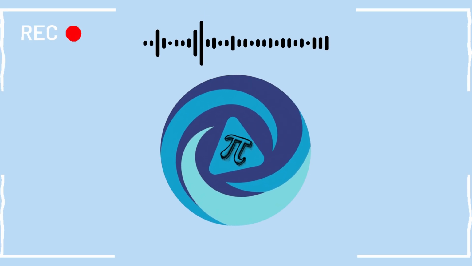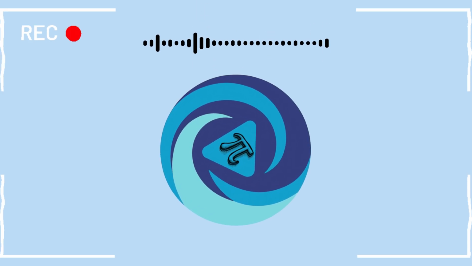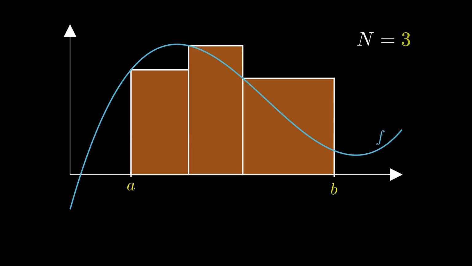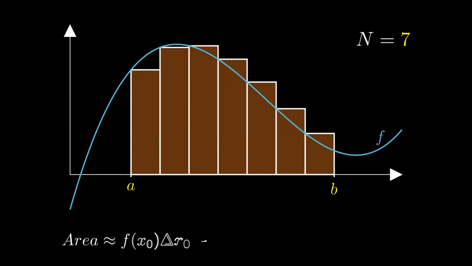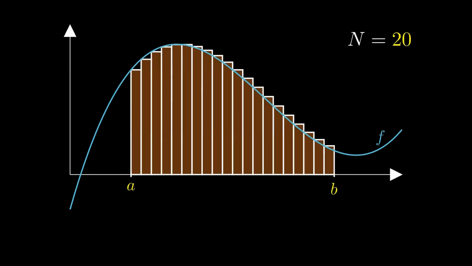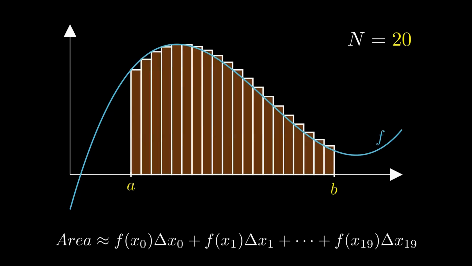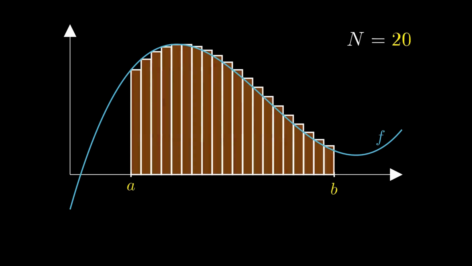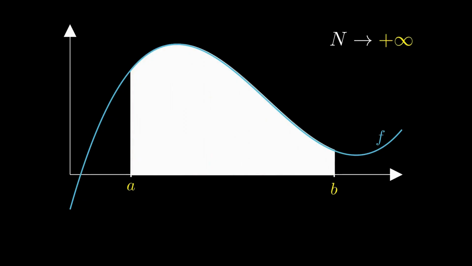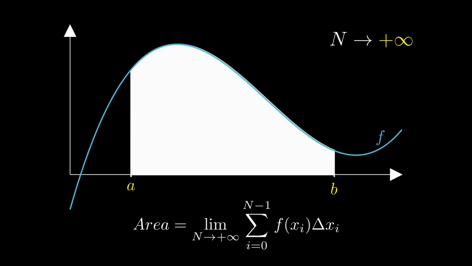But wait, this approximation is still quite rough. Let's see what happens when we add more points. In other words, when we make the partition finer. We notice that the more points we add, the closer our approximation gets to the true area. Here's the trick. We let the number of rectangles grow larger and larger, essentially tending to infinity. This process gives us the exact area under the curve.